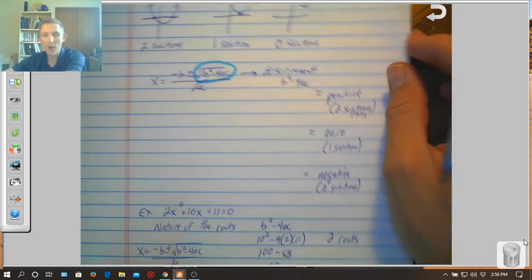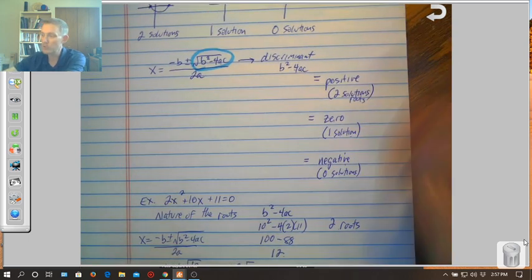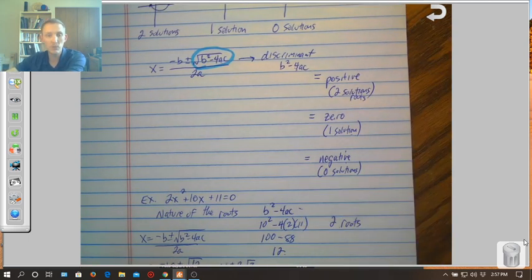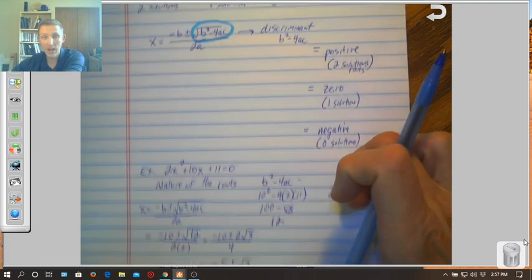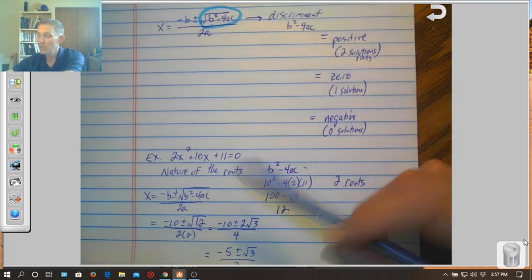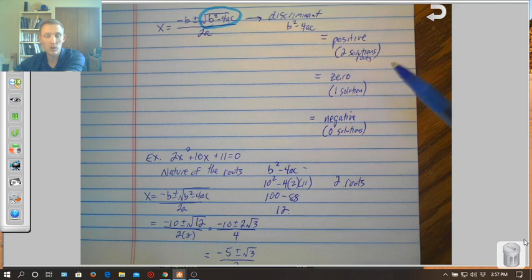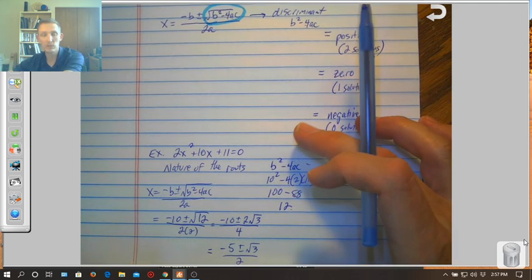So if it asks for how many roots or the nature of the roots, you're simply going to plug into the discriminant to find out. And if it wants you to finish and actually give me those solutions, then you're going to finish plugging into the quadratic formula to get your final answer.